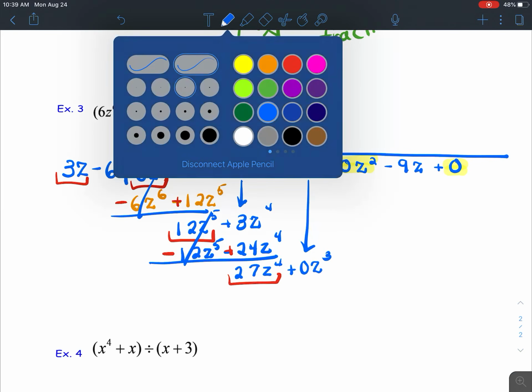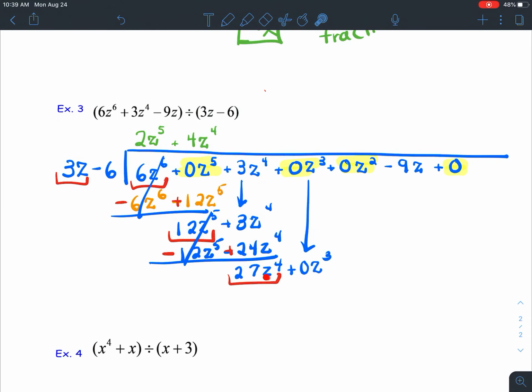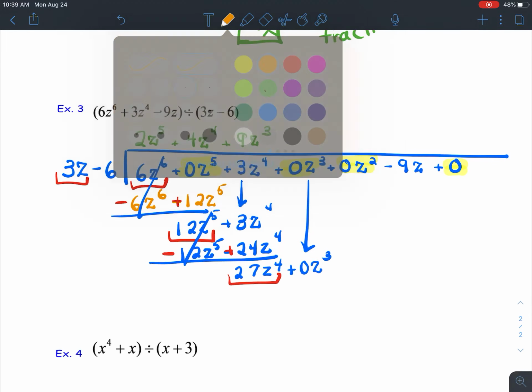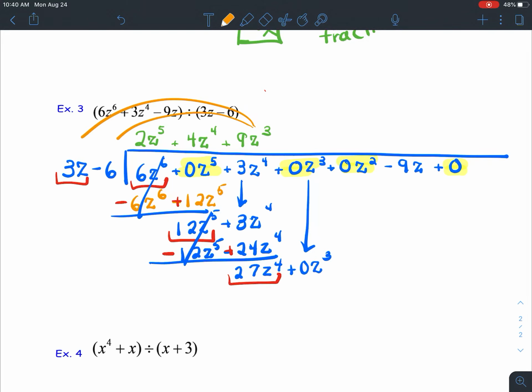Okay, all right, so now we're going to compare that 3z out in front to the 27z to the fourth. What are we multiplying 3z by to get 27z to the fourth? Looks like that would get multiplied by a 9z cubed. Okay, then we continue with distributing a 9z cubed. That's going to be 27z to the fourth minus 54z cubed, flipping the signs, adding down.